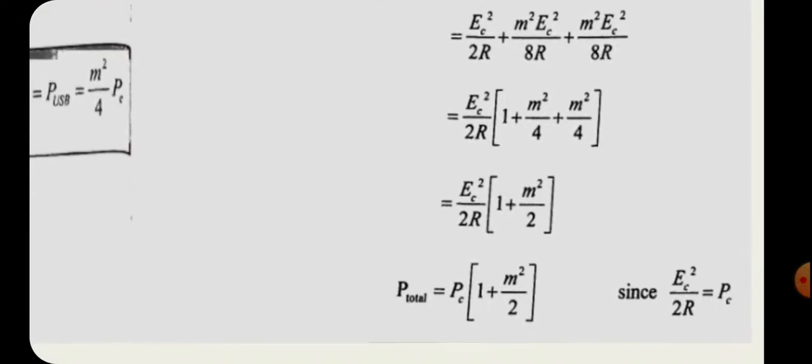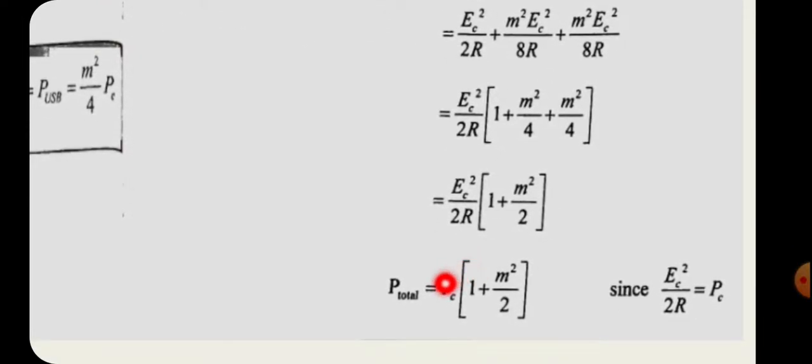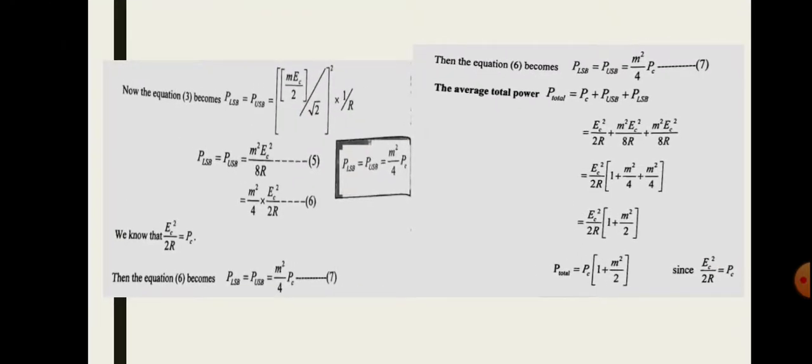So we can write it as total power will be equal to carrier power into 1 plus m square by 2. So if we have the modulation index and carrier power, we can find the total power by using this equation. That is total power equal to PC into 1 plus m square by 2. And in this case, PC will be equal to EC square by 2R, where R is resistance and EC is the amplitude of the carrier wave. So this is the expression for the total power.